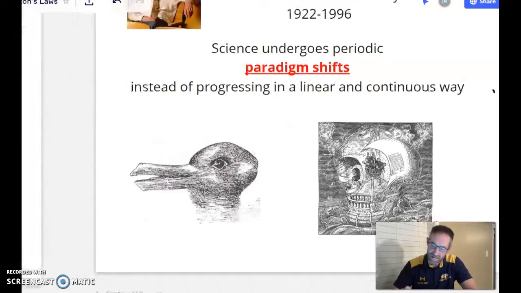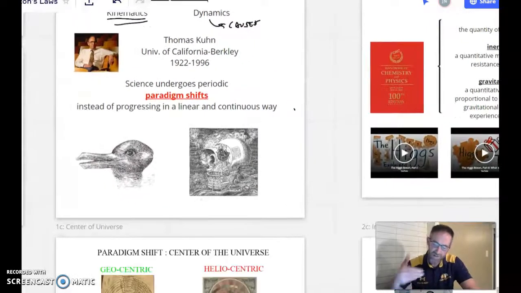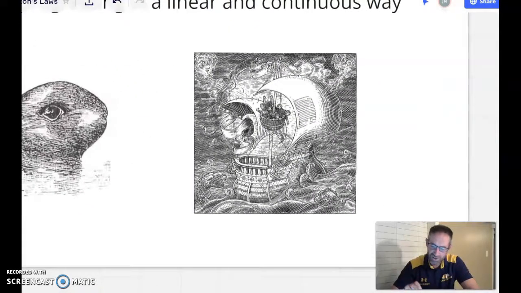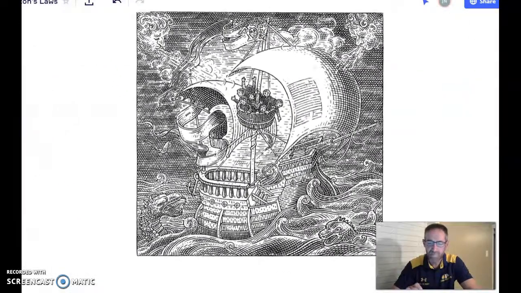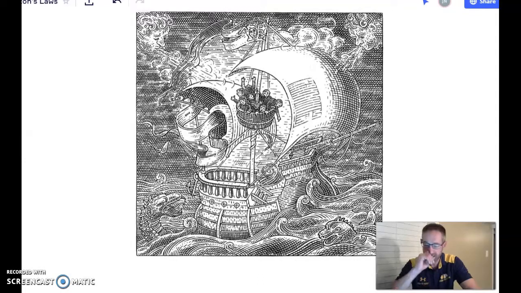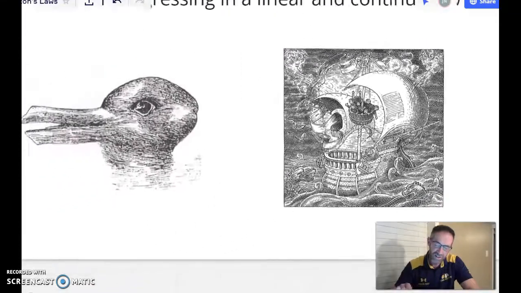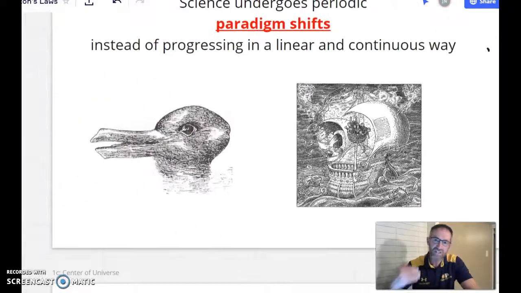And here's what I mean. If you look at a picture like this one on the right and you look at it from far away, you might say, that's a skull. But maybe technology improves and it allows you to zoom in. Maybe you have a better telescope, a better microscope, a better way of thinking, and all of a sudden you see that it's a ship. And so all that to say, science is going to undergo these paradigm shifts rather than just getting closer and closer and closer to the end goal.